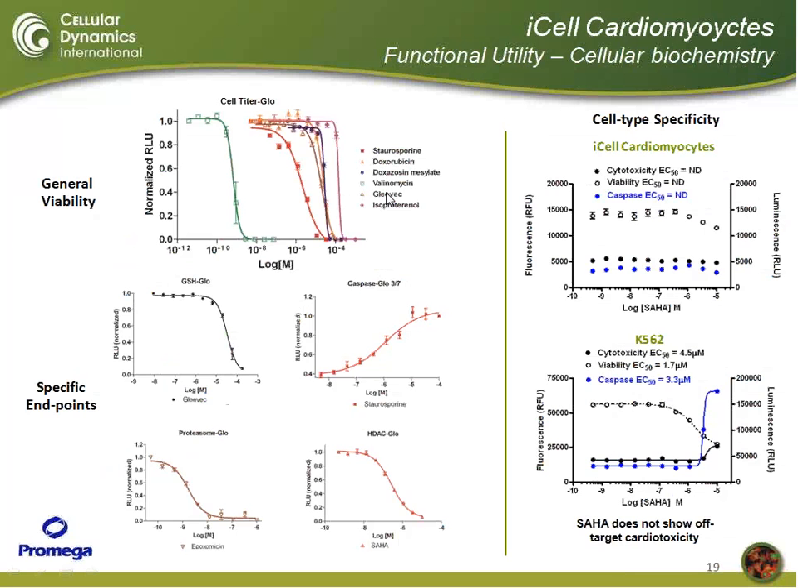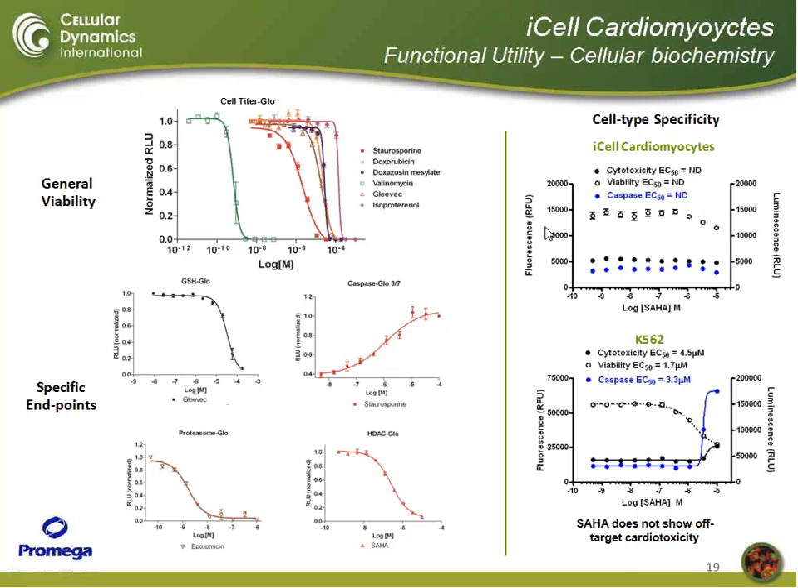And here with CellTiter-Glo, we've got a number of cardiotoxic compounds, and you can see the expected toxicity throughout. But you can also take that general viability and go to specific endpoints, whether it's oxidative stress, apoptotic activity, HDAC activity, or proteasome activity. This means you can really get a mechanistic insight as to why your compounds are toxic.